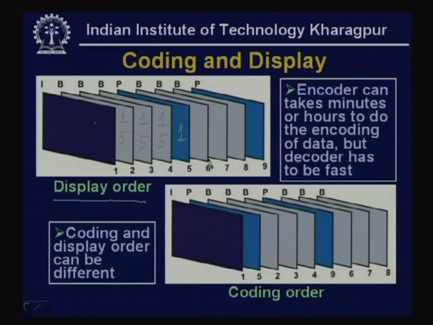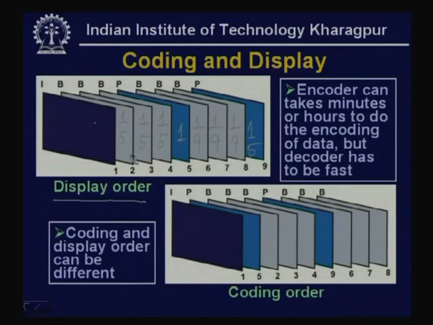6 depends on 5 as well as 9. 7 depends on 5 as well as 9, 8 depends on 5 as well as 9. On the other hand, 9 depends only on 5.